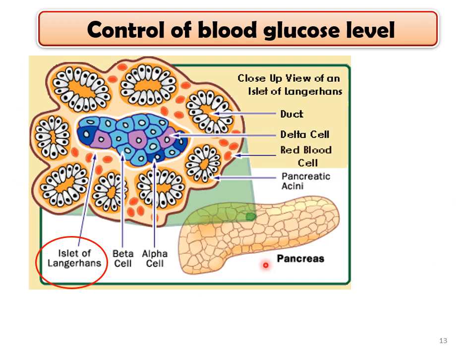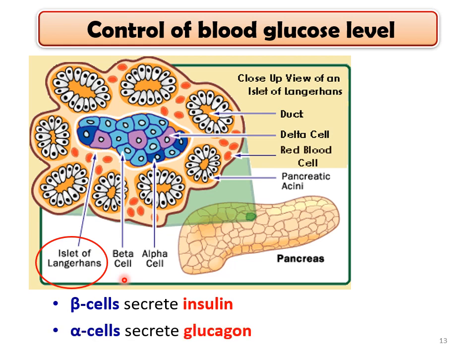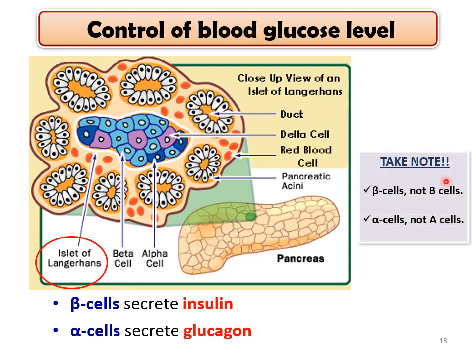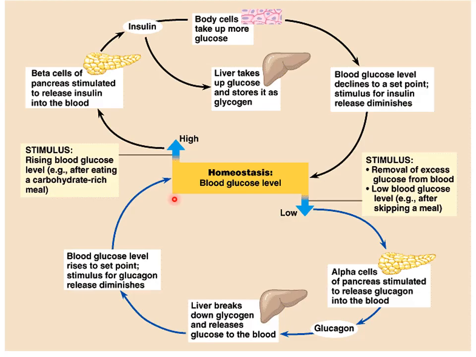Okay, here that is the pancreas, and pancreas has islet of Langerhans that have beta cells and alpha cells. So beta cells will secrete insulin and alpha cells will secrete glucagon. So please take note, beta cells not B cells and alpha cells not A cells. Two conditions in human body related to blood glucose level in blood.